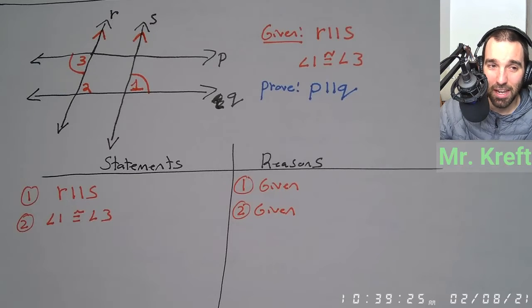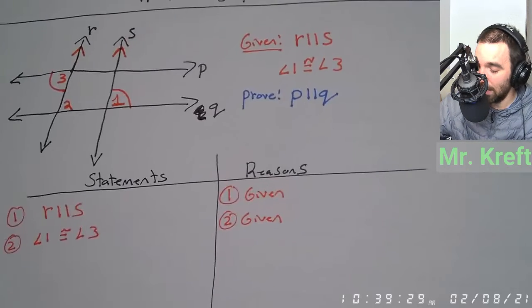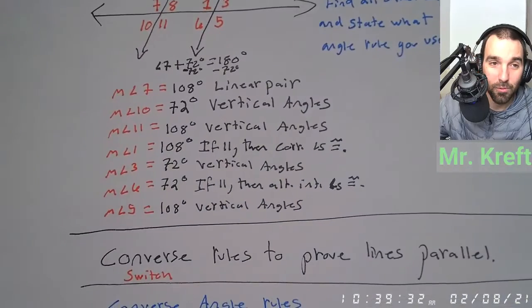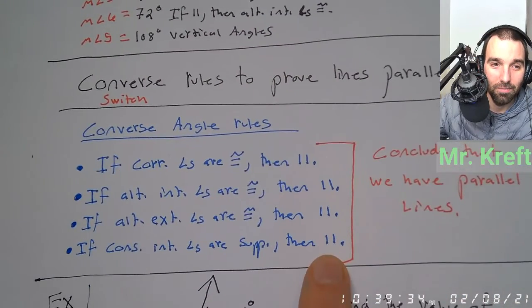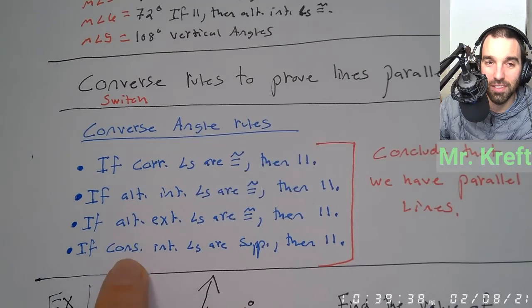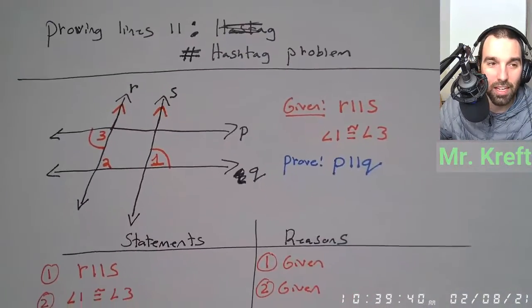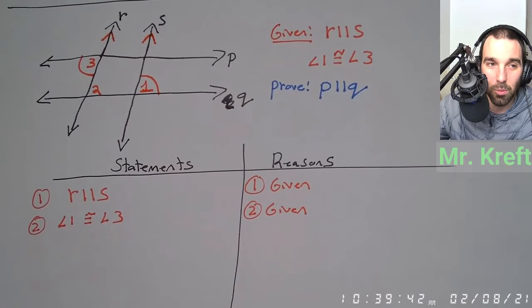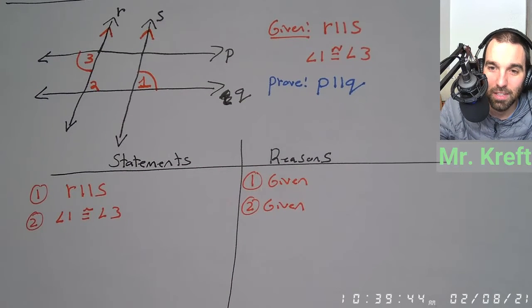All we're doing is trying to figure out, I've got to prove these lines parallel, right? We have 4 ways to prove lines parallel. It's either got to be corresponding, alternate interior, alternate exterior, or consecutive. So what 2 angles, one on line P and one on line Q, are we going to look at?